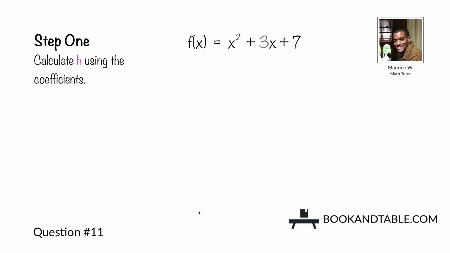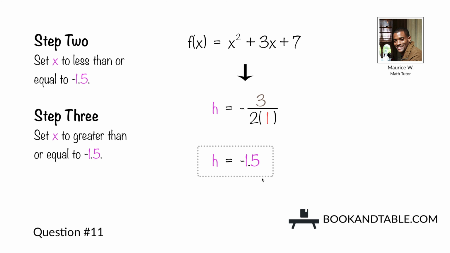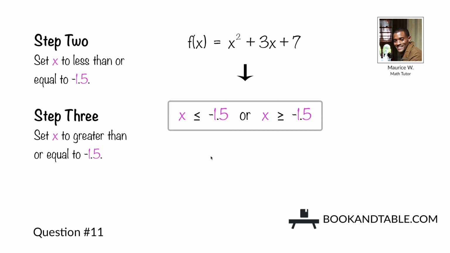Step 1, calculate h using the coefficients. So our b is 3 and our a is positive 1. So we find that h is equal to -3/2, which is -1.5. So since we find that h is equal to -1.5, we know that this quadratic has a line of symmetry on the x-axis where x is equal to -1.5. So step 2, we want to set x to less than or equal to -1.5. In step 3, we want to set x to greater than or equal to -1.5. So f of x can be restricted for x is less than or equal to -1.5, or x is greater than or equal to -1.5.